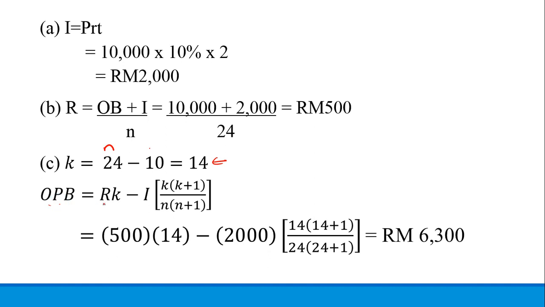So using the formula, OPB equals RK minus I times K(K+1) over N(N+1). You know that every month you pay 500, and you know that 14 more payments remain if you proceed. This is the interest, and K is the number of outstanding payments you need to pay. But because you want to finish it, you find the outstanding balance, where N is how many payments in total. After you calculate this, you get that the outstanding balance after the 10th payment is 6,300. If you want to pay immediately, you just need to pay 6,300 to settle the debt. Okay, thank you.